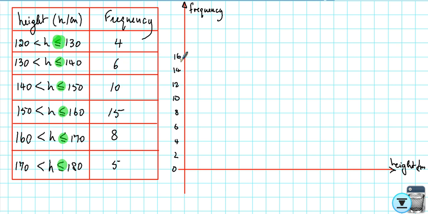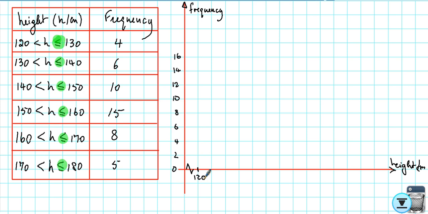Now the height starts from 120. It doesn't start from 0. So what are we going to do? Our graph always starts from 0. So I'm going to do this symbol showing that I can cut from 0 to 120. And then I have to start at 120 and my scale should arrive at 180.